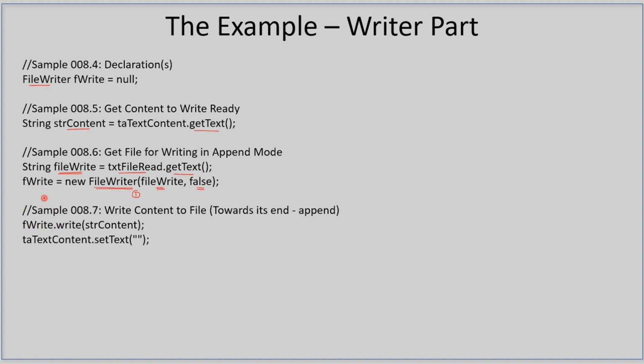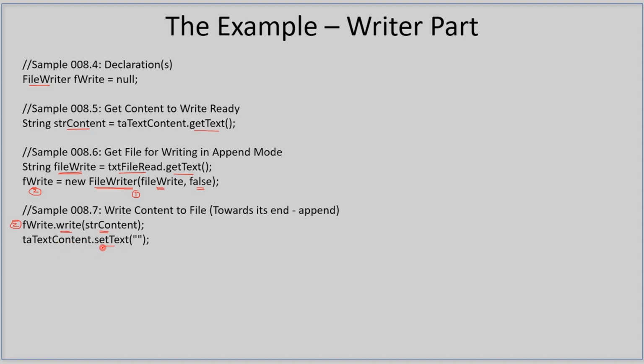After that, from our FileWriter object we make a call to the write method, and the string content is already ready, which was read from our text area component, and we pass that string.